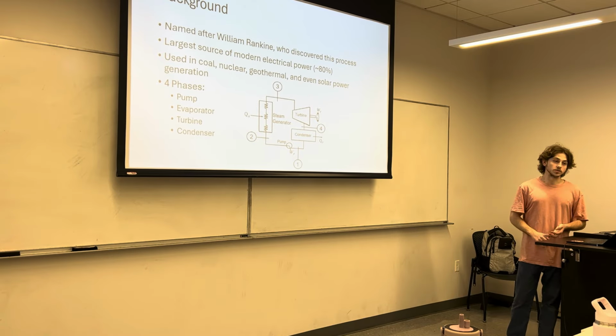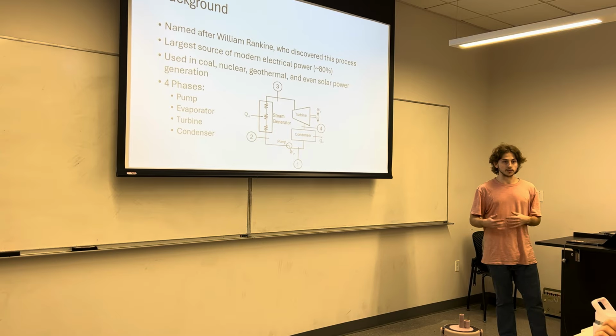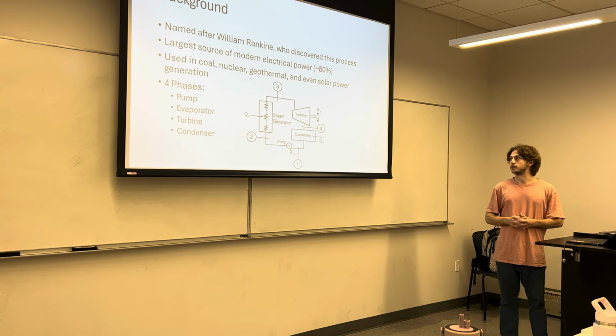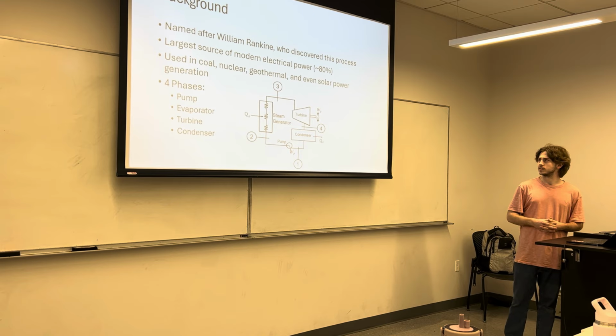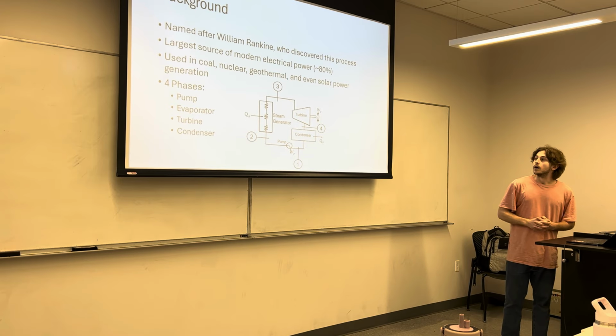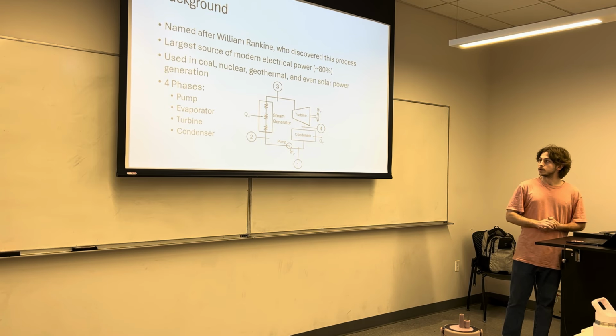It is the largest source of modern electrical power, so it's the cycle that they use in coal power plants, nuclear power plants, and geothermal power plants, and some large-scale solar power plants also use it. There's 4 phases in the Rankine cycle.